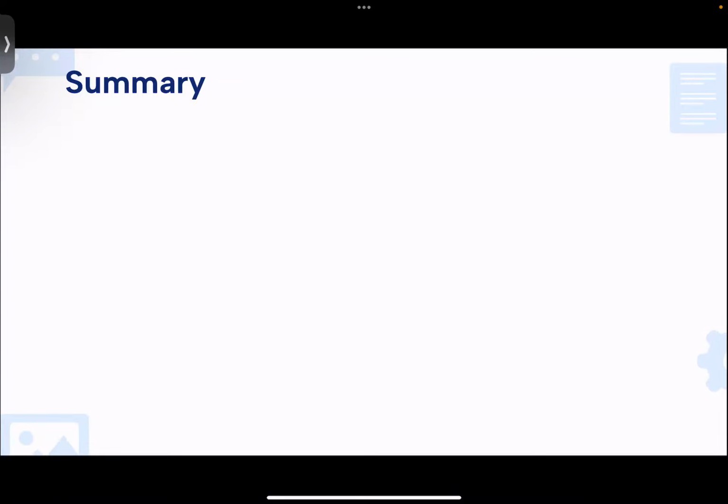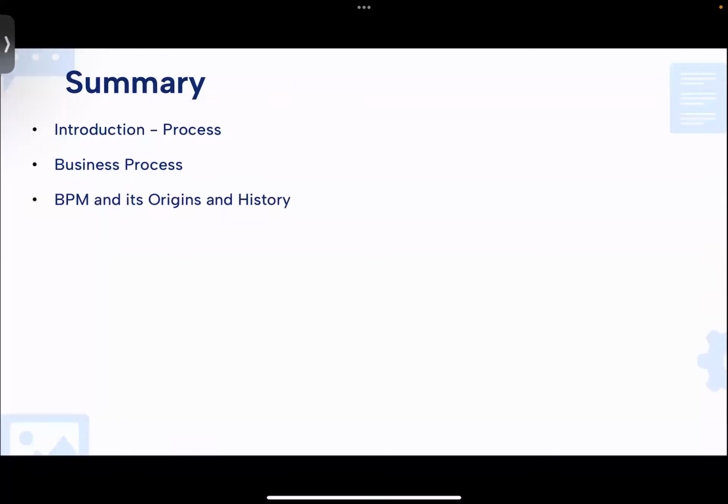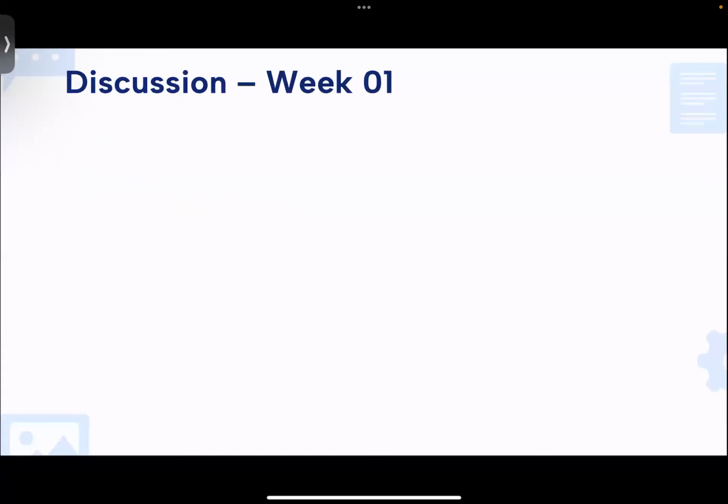Okay, so initially we discussed what is a process, and then we discussed what is a business process, and then the elements of a business process. And then we discussed the BPM and its origins and history, and then finally we discussed business process analysis and its life cycle. Okay, so is everyone clear about the things that we covered today?